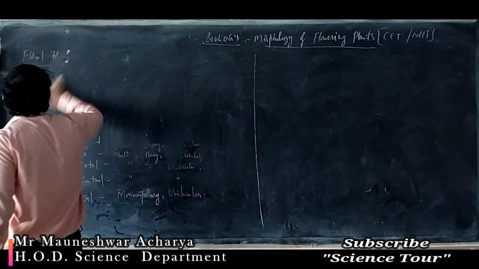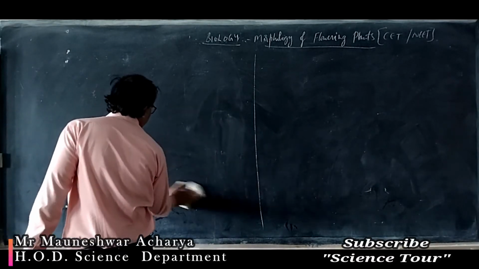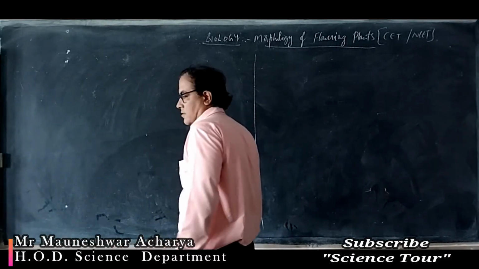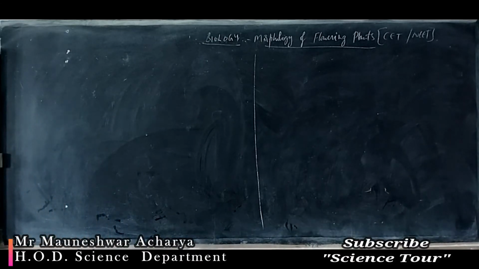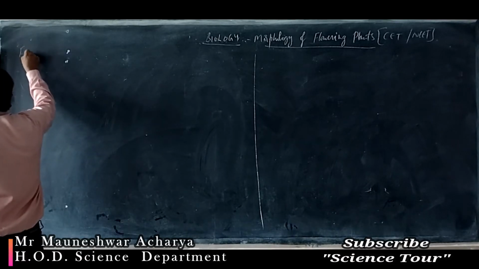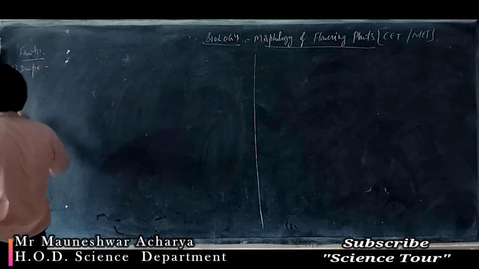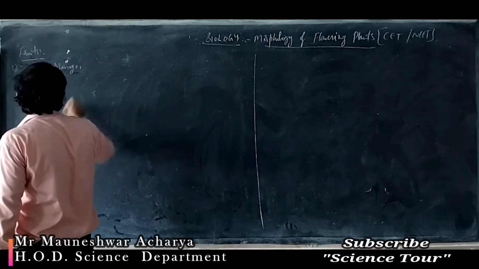Then we will move to the next concept under the chapter morphology of flowering plants. That is about fruits. We have to study only 4 different types of fruits. First one is drupe. Examples for drupe fruit are mango, Mangifera indica, and Cocos nucifera, that is coconut.